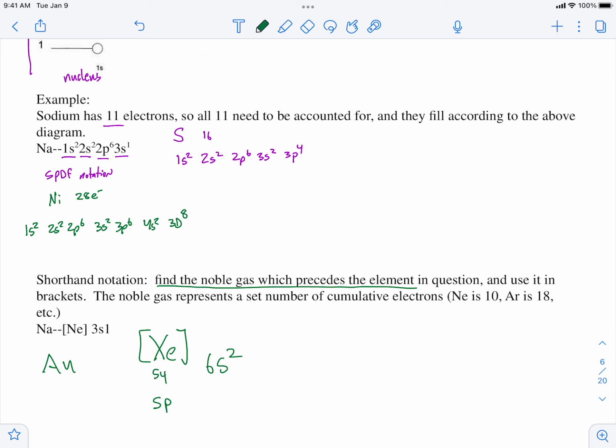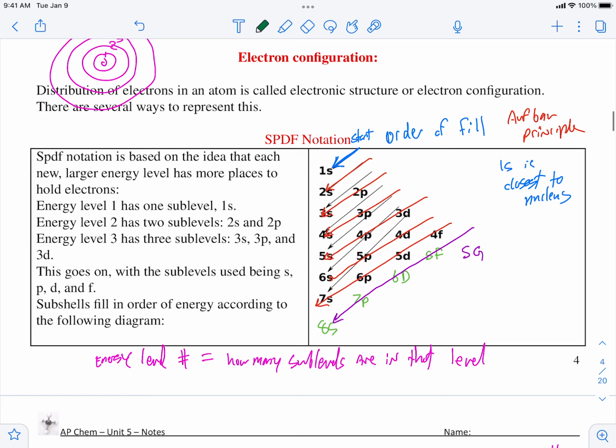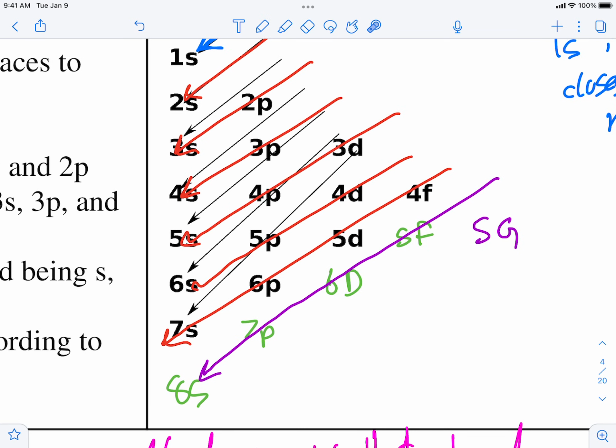And so you continue on from here. So xenon is 54, plus 2 is 56. What comes after 6s? Careful. Now, this is the first appearance of the F. Here, let's reference that here. 6s. After 6s comes 4f. Okay.